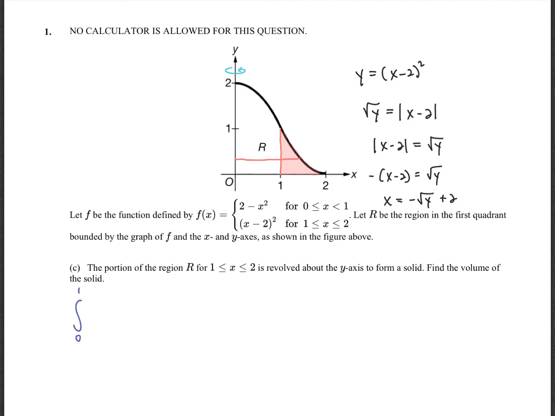Okay, and then we're doing a volume of revolution. So we're doing a pi times r squared. R is this distance, which just is this function, but in terms of y. So this is what we're squaring. I'm going to write that as 2 minus root y, same thing.